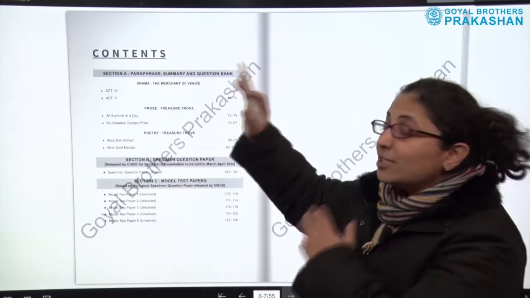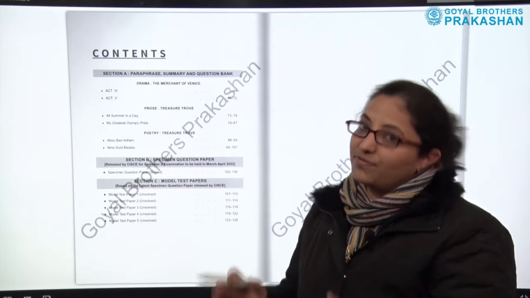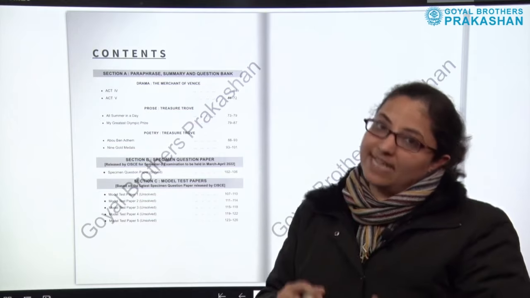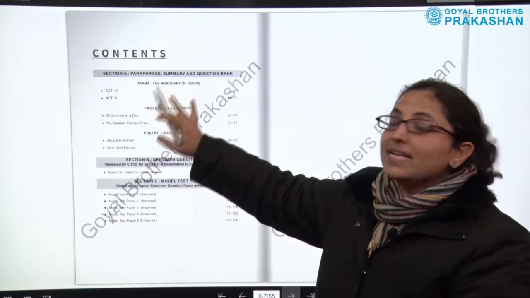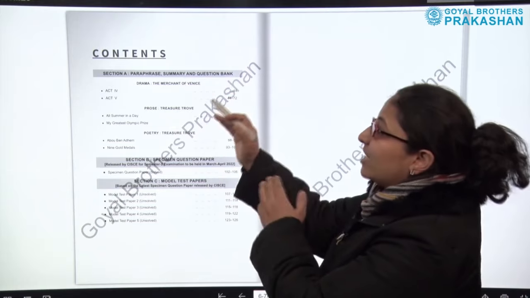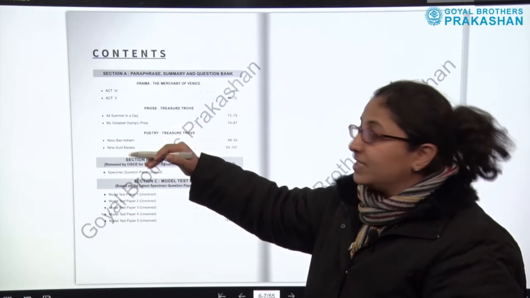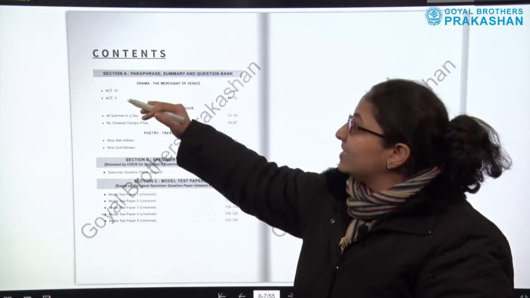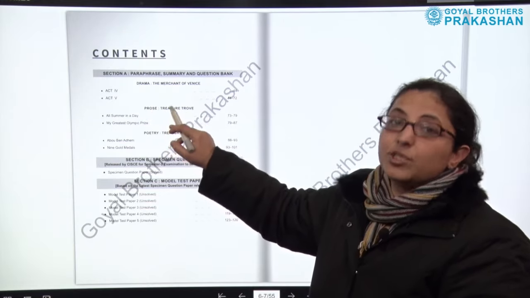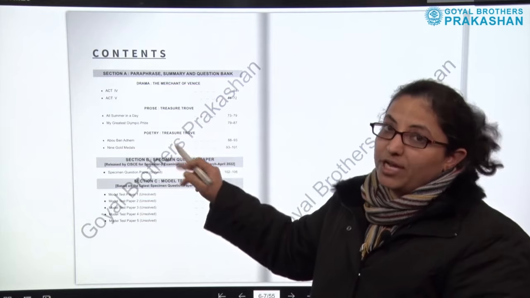You can see this book has been very thoughtfully and beautifully designed. This book is divided into 3 different sections. Section A is the paraphrase, summary and question bank. In section A, there are 3 subsections. The first subsection is drama, the second subsection is prose, and then poetry.